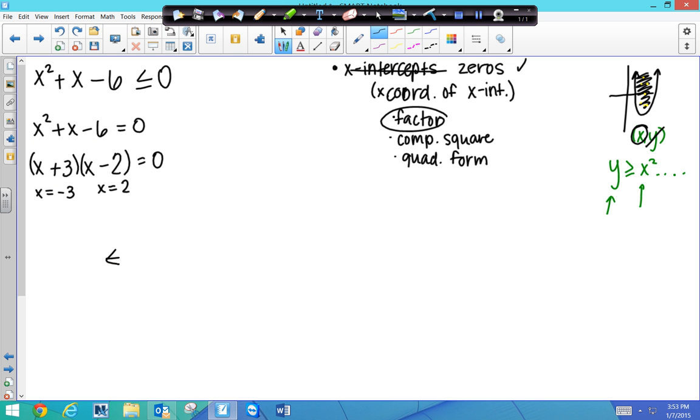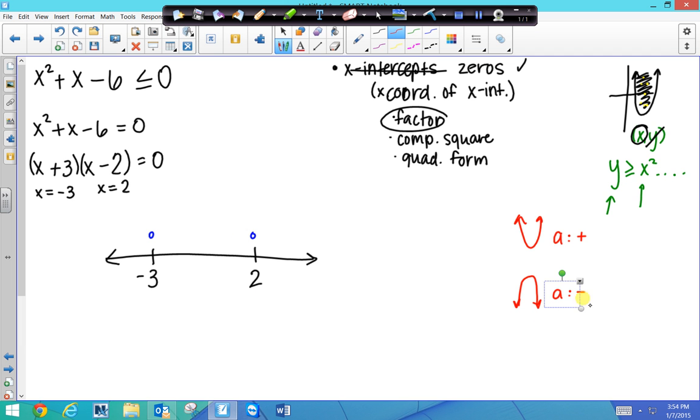The next part of this is going to be using a number line. So our number line is going to contain the points -3 and 2. And at those points, our graph is actually 0. That's where the parabola would be equal to 0. Now you only have two options for a parabola. You can have a parabola that faces up or a parabola that faces down. If it faces up, you know that the a value is positive. If it faces down, the a value was negative. So in our graph, our a value was a positive 1. So that means that our graph would look like this.